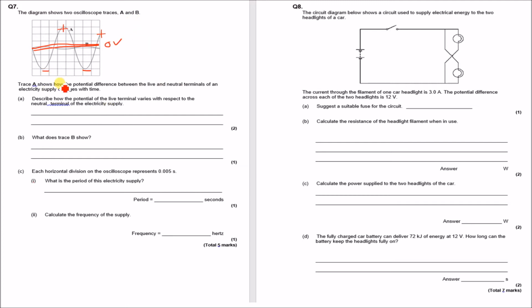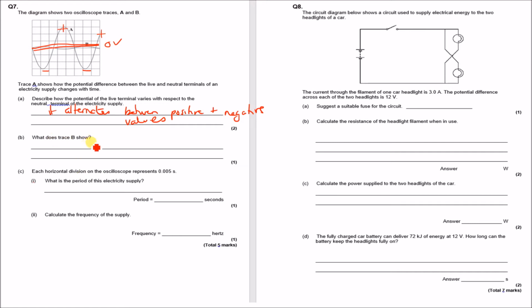So how are we going to describe this? Well, all you have to say is that it alternates. Remember, it's alternating current, so it alternates between positive and negative values.